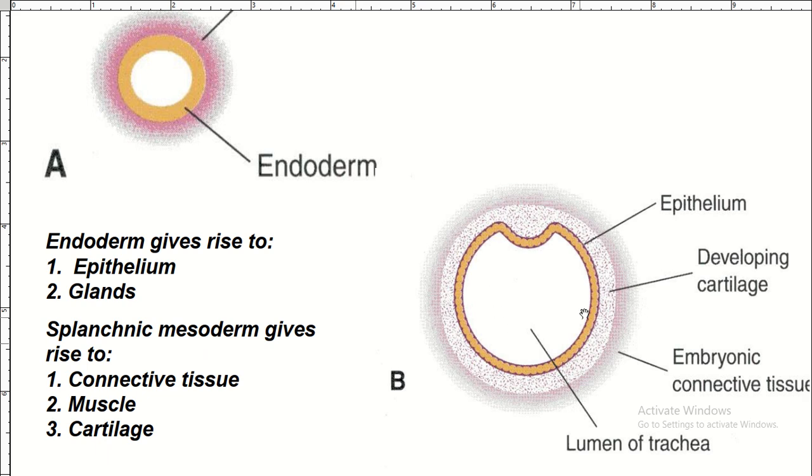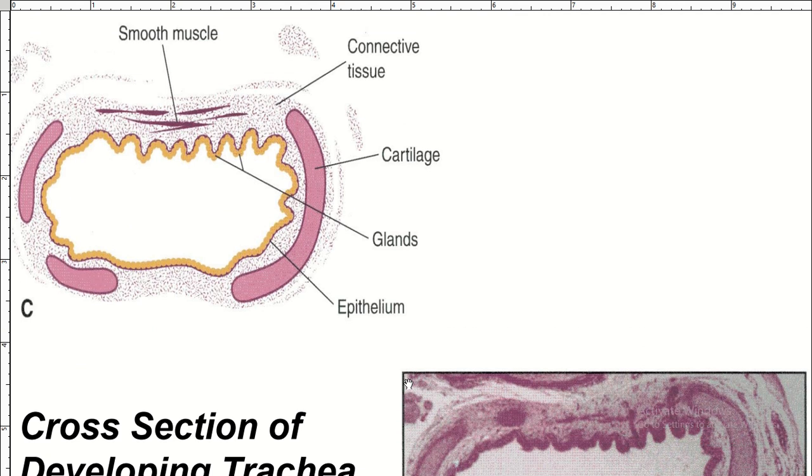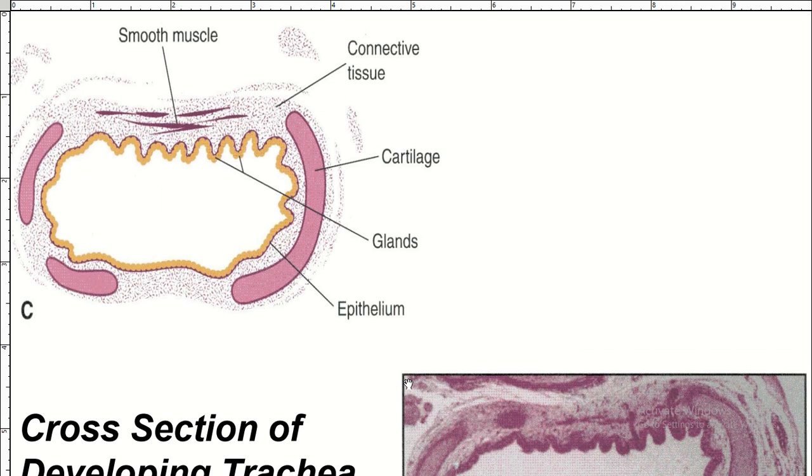So you can now see this is going to be the lumen of the trachea. This yellow-orange circular structure is going to be your epithelium coming from the endoderm, and there are going to be C-shaped cartilages and smooth muscle. They'll be coming from the splanchnic mesoderm, right. So now this is a cross section of a bronchus, right.